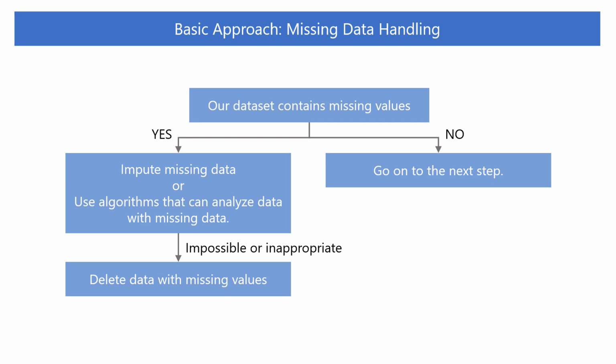Therefore, the basic approach to missing value processing in predictive analytics is first to consider imputing missing values with estimated values, or use algorithms that can analyze data with missing values. In cases where these methods are not possible or not appropriate, then consider deleting data.